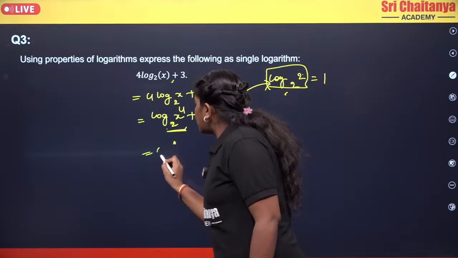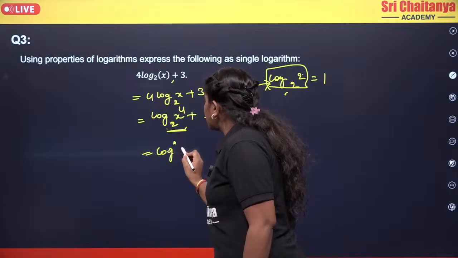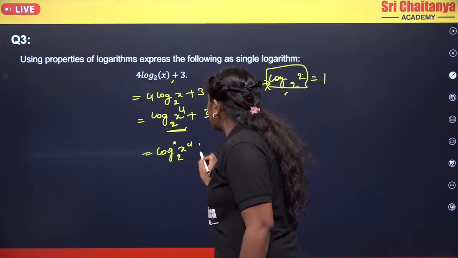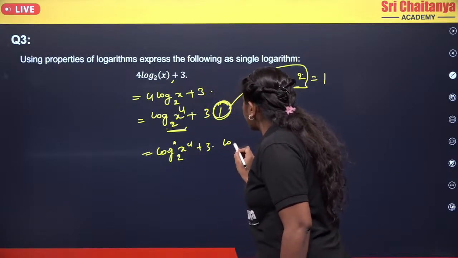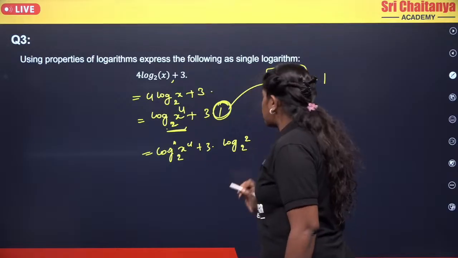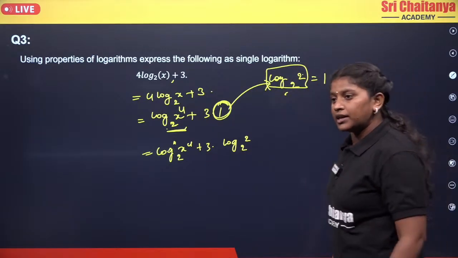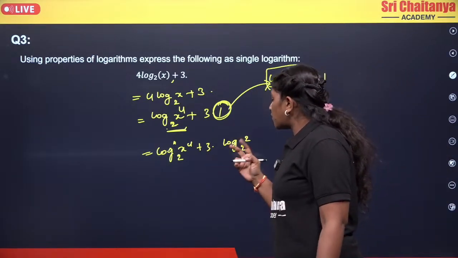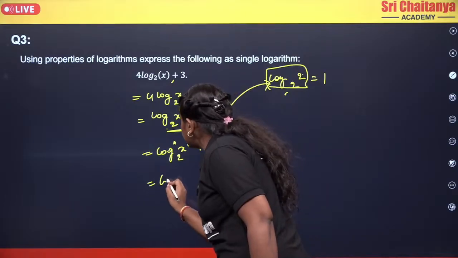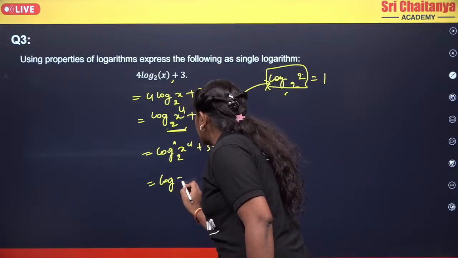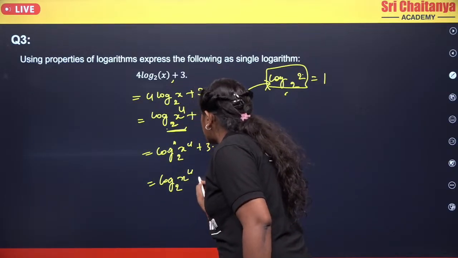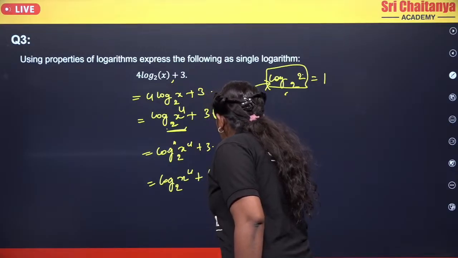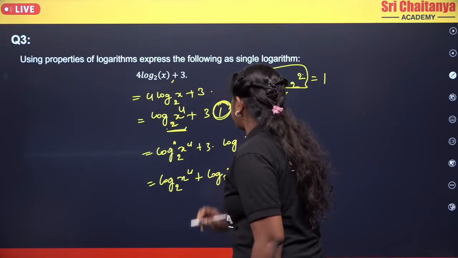So now that becomes your log x power 4 to the base 2 plus 3 into log 2 to the base 2. Once again here we can use the formula of x log a. So that becomes your log x to the power 4 to the base 2 plus log 2 cube to the base 2.